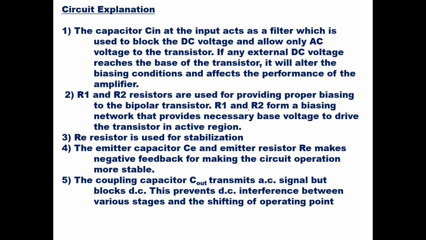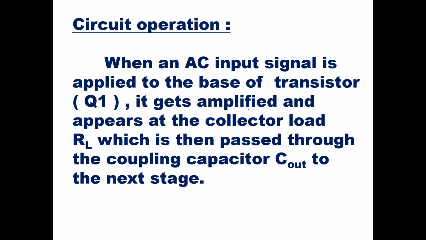Then fifth point, the coupling capacitor C out transmits AC signal but blocks DC. This prevents DC interference between various stages, the next stages of the amplifier and the shifting of operating point. Okay. So that will not interfere with the next stage. So it will block DC and pass AC to the next stage. Then as a whole, I've told you the circuit operation mainly depends on the transistor. The transistor, because of its own feature, is used in amplification when you go from lower resistance to higher resistance, transfer of resistance. So input current, base current will be very small in magnitude and the output current, that is collector current, will be large in magnitude.